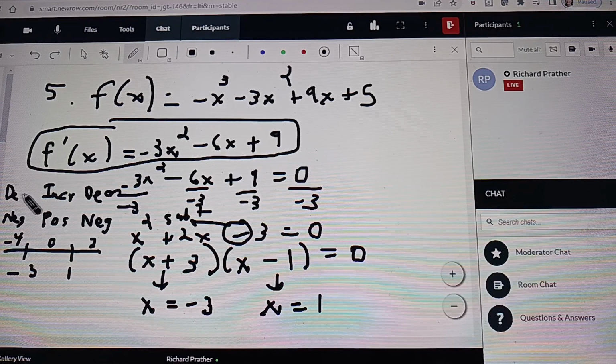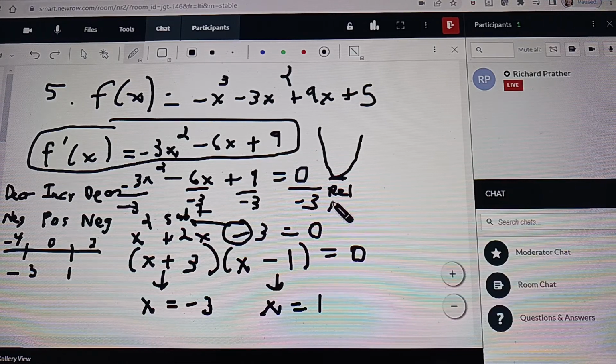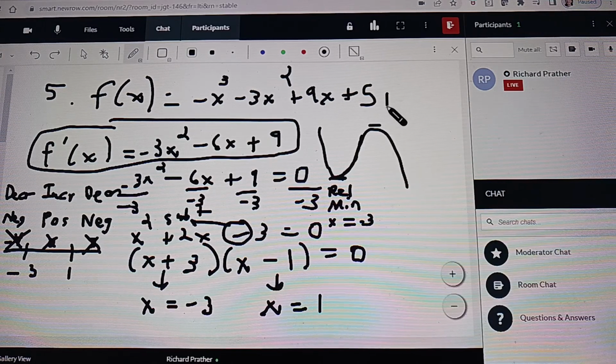So that means the original graph is decreasing first, hits a critical point, critical number, and then it increases after that. So that is a relative minimum. There's a relative minimum by the first derivative test at negative 3. And again, get rid of your test points when you're done with them. And then it's increasing after negative 3 until you get to positive 1, and then it decreases there. So it's 0 for a moment in time at 1. That's a relative maximum. Relative maximum at x equals 1 by the first derivative test.